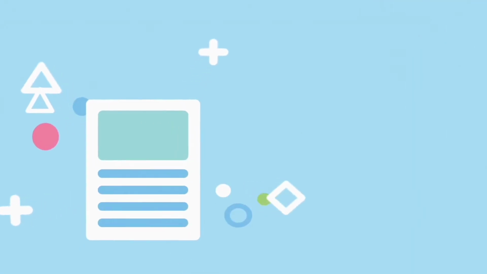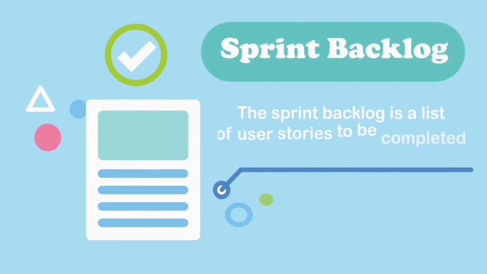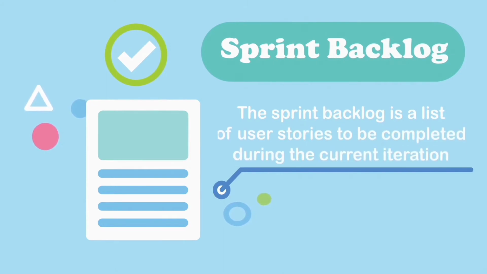What is a sprint backlog? The sprint backlog is a list of user stories to be completed during the current iteration. Sprint.